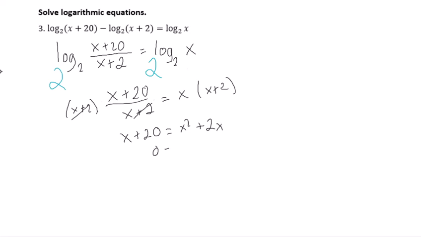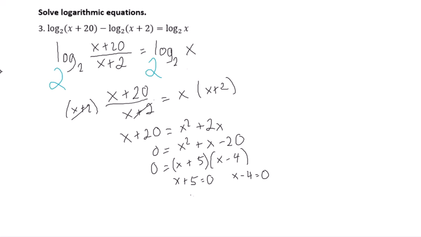Zero out one side. Subtract x. Subtract 20. And then from here, factor, and we get x plus 5, x minus 4. Set each of those terms equal to 0. And you get x equals negative 5, x equals 4.